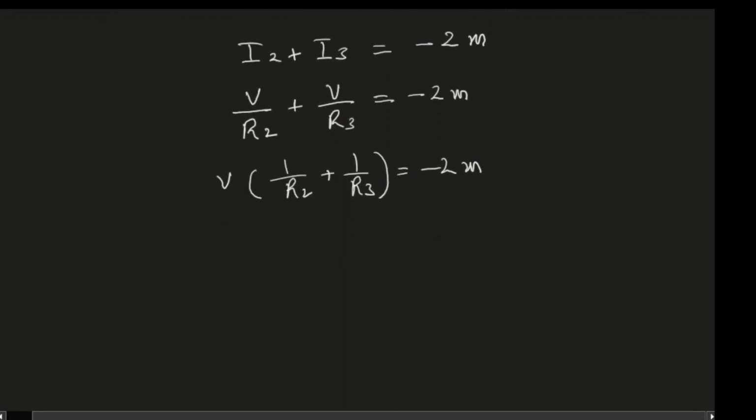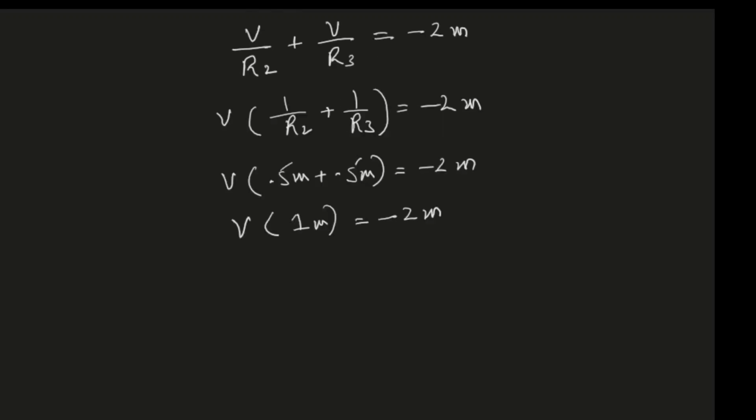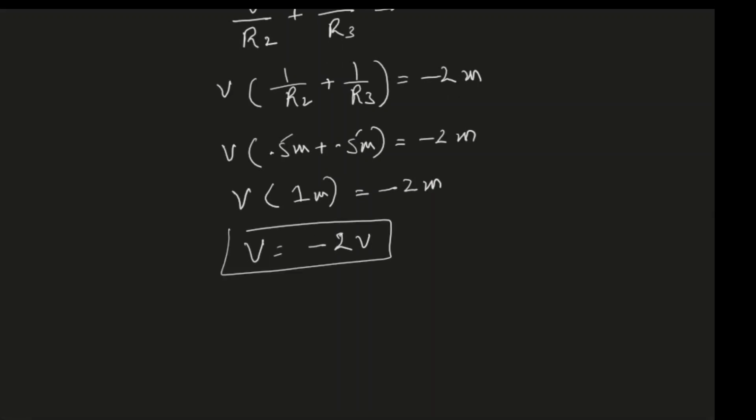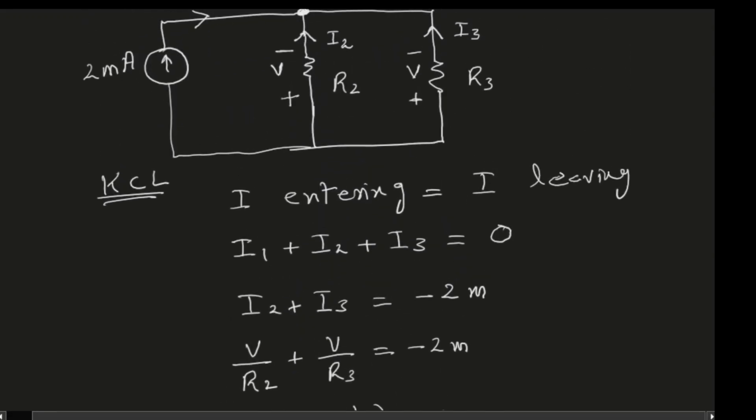And we have chosen R2 and R3 both to be equal to 2 kilo ohms. So therefore, I have 0.5 milli plus 0.5 milli equals minus 2 milli, which is 1 milli equal to negative 2 milli. And now the voltage is negative 2 volts. So you see, we got a voltage of negative 2 volts. What this is saying is that the voltage V is negative 2 volts, meaning it is 2 in magnitude, but the polarity is opposite.